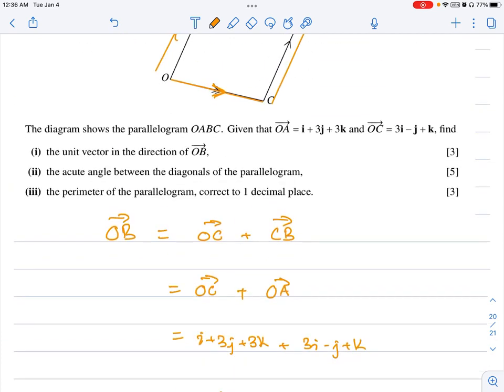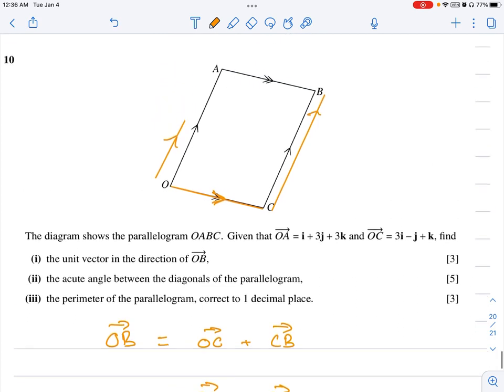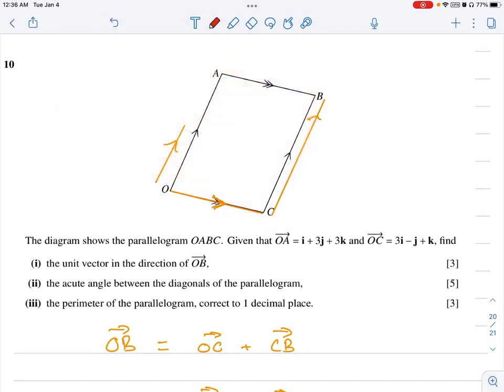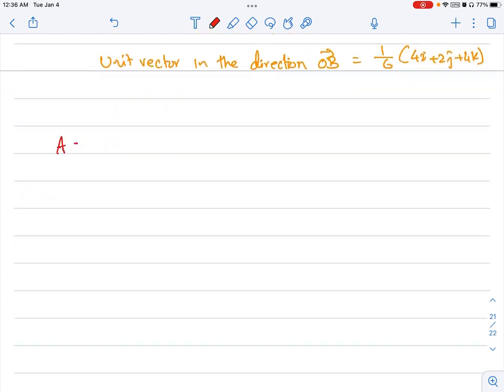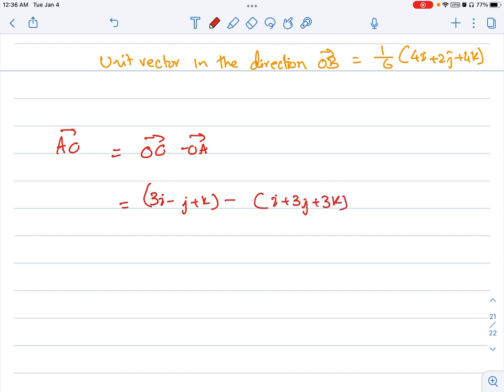The acute angle between the diagonals of the parallelogram. What are the diagonals of the parallelogram? One diagonal is OB and another diagonal will be AC. So I have to find AC. AC is nothing but OC minus OA. OC is 3i plus j plus k minus OA, which is i plus 3j plus 3k. So it becomes 2i minus 2j minus 2k for AC.